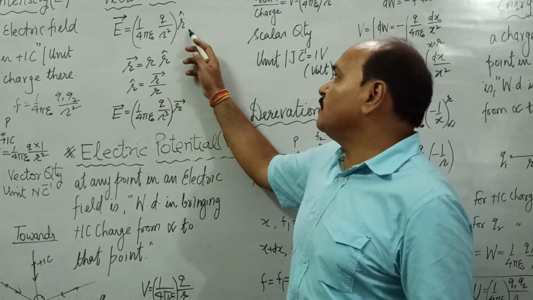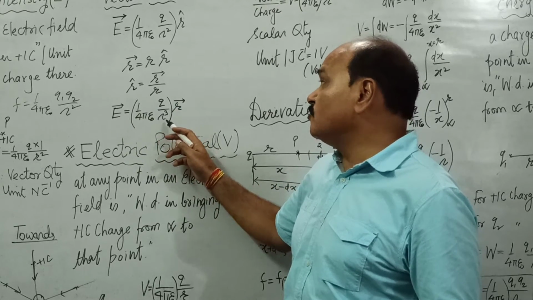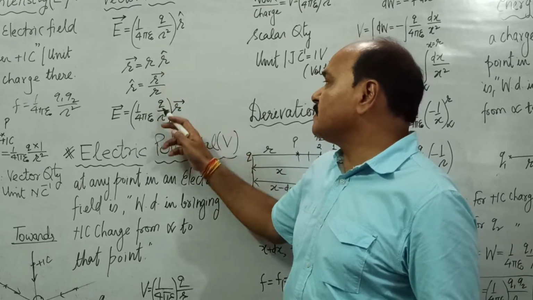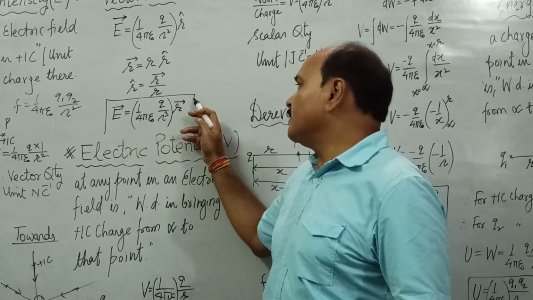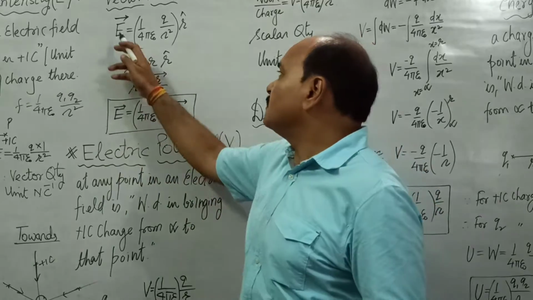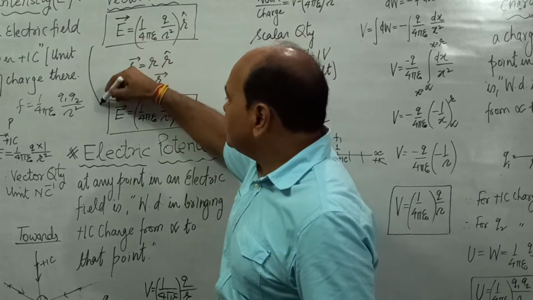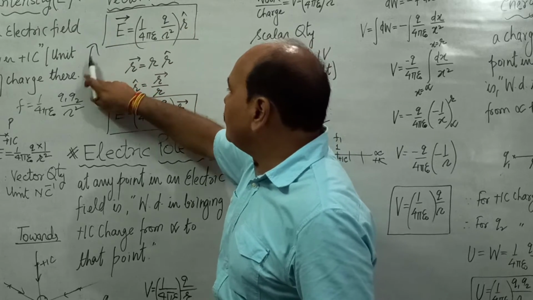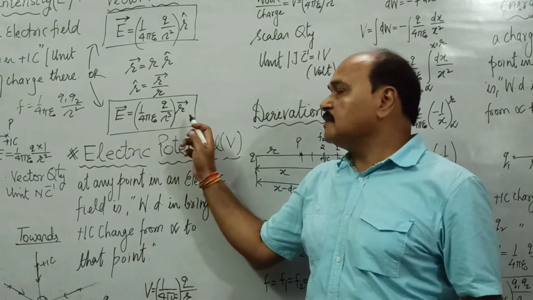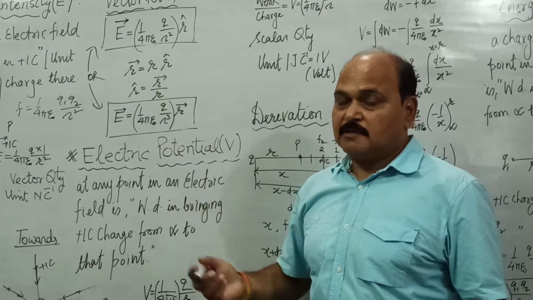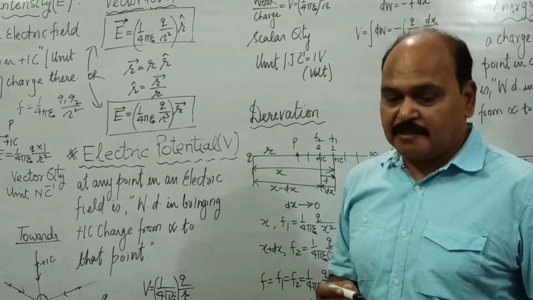If we substitute this value here, we get E vector as 1 upon 4 pi epsilon naught q upon r cube. So this r and r square becomes r cube, and this is the full-fledged r vector. So in vector form, we write it either like this or like this. The difference between the two is what? Here the direction is in terms of unit vector r cap, and here the direction is with the help of the full-fledged r vector. So this is the vector form of electric field intensity.